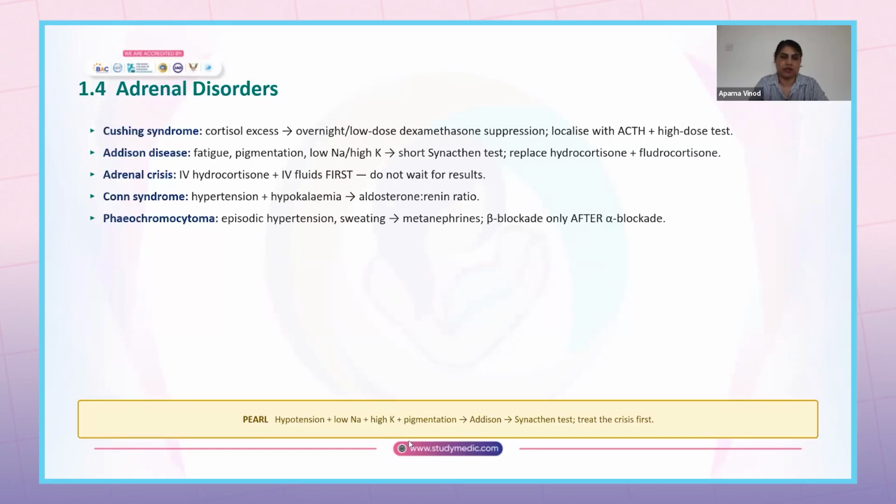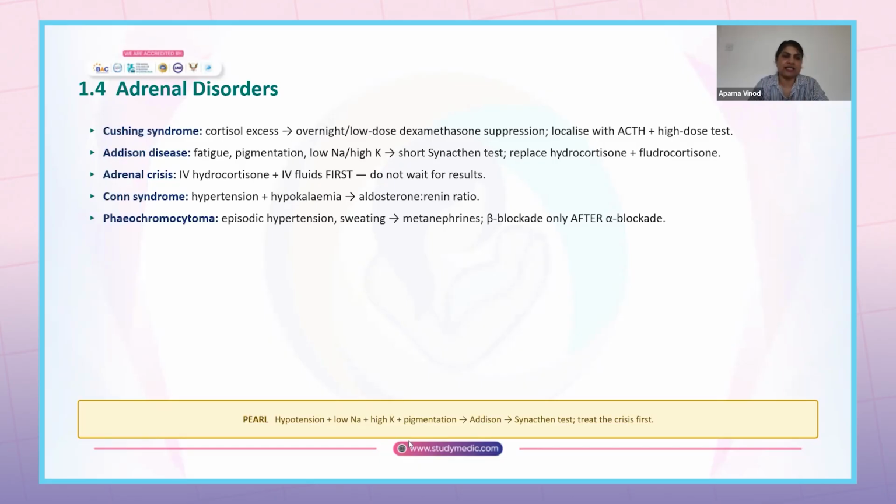Coming to adrenal disorders. What adrenal disorders are you familiar with for MRCP2? You will have questions on Cushing's syndrome, Addison's disease, adrenal crisis, Conn's syndrome, and pheochromocytoma. Very favorite topics of MRCP. So in Cushing's syndrome, I try to remember Cushing, cortisol excess, isn't it? So to test for Cushing's syndrome, we offer an overnight or low dose dexamethasone suppression test. We try to localize with ACTH, and we provide a high dose test for localization.